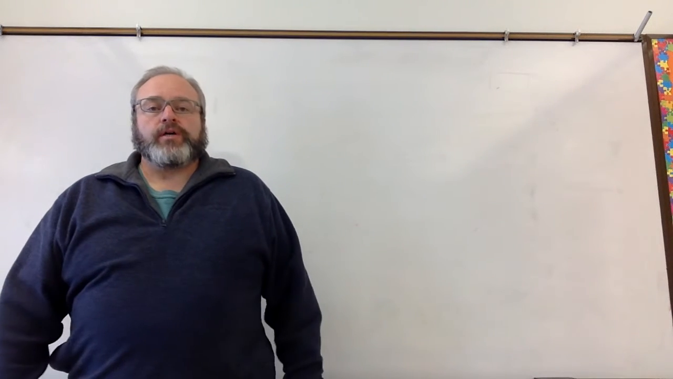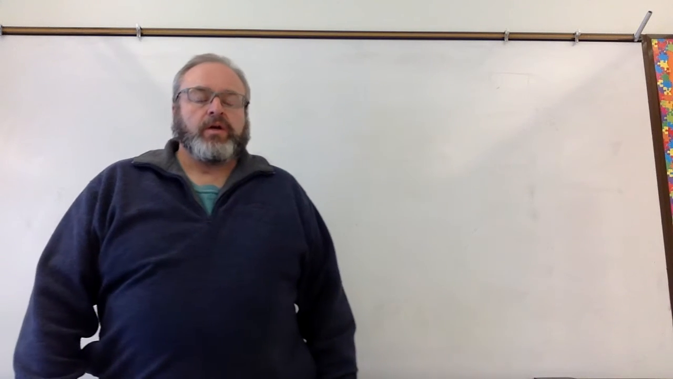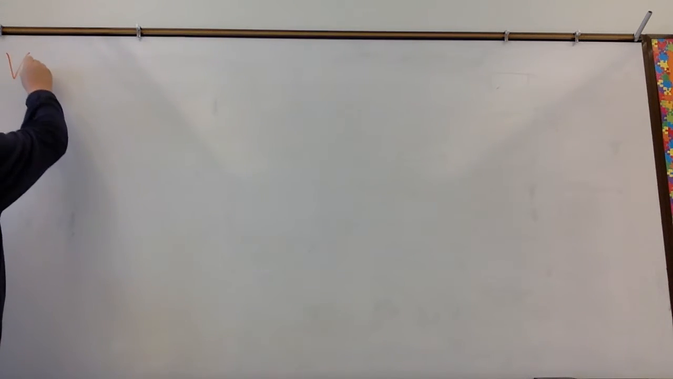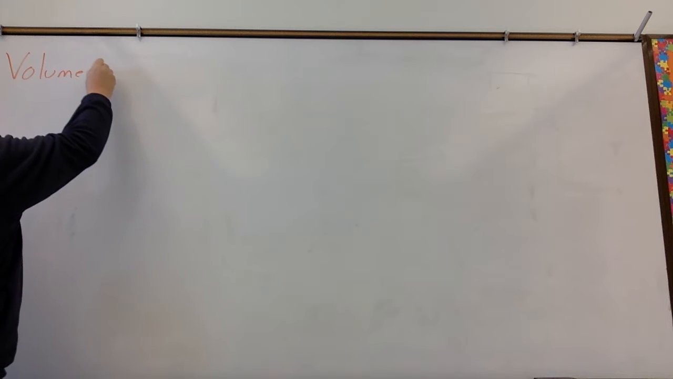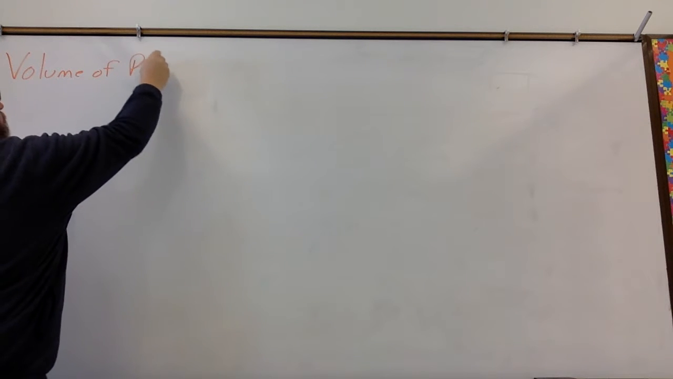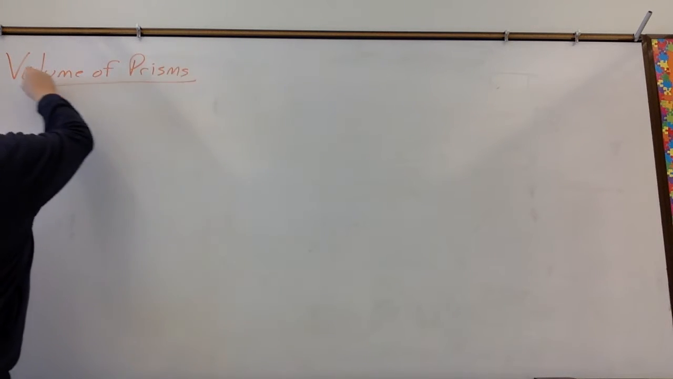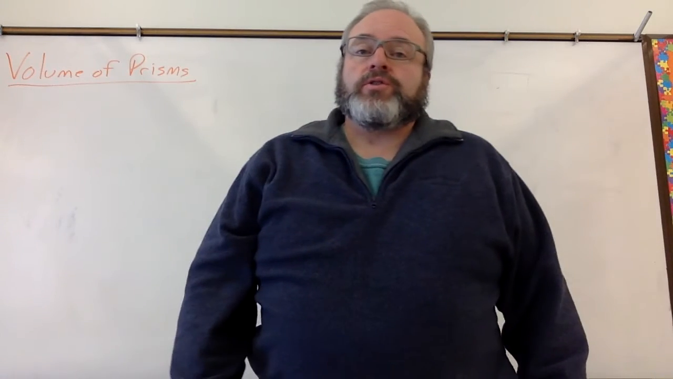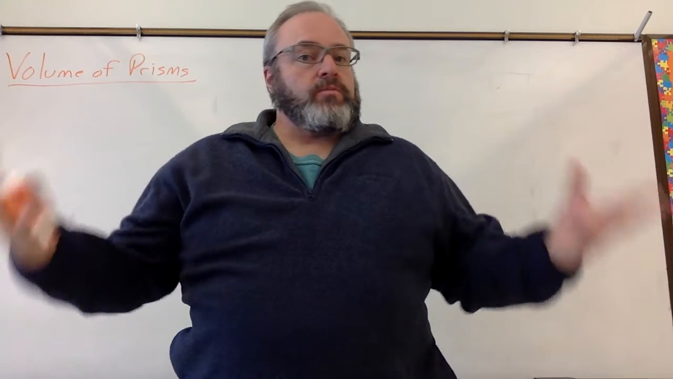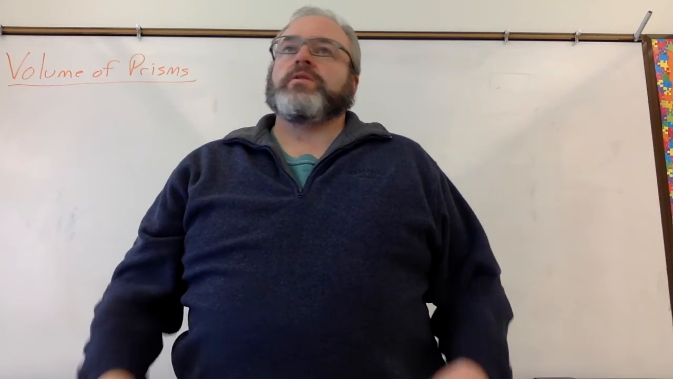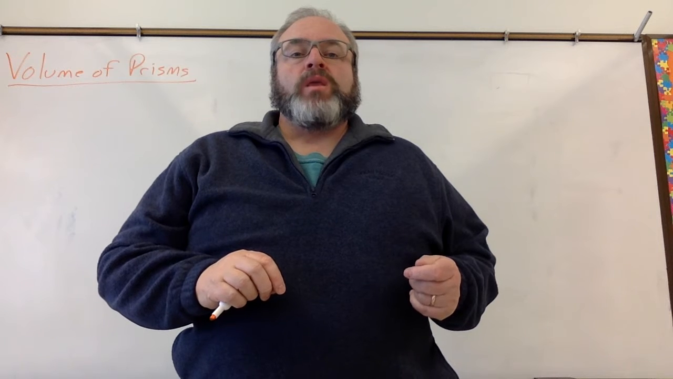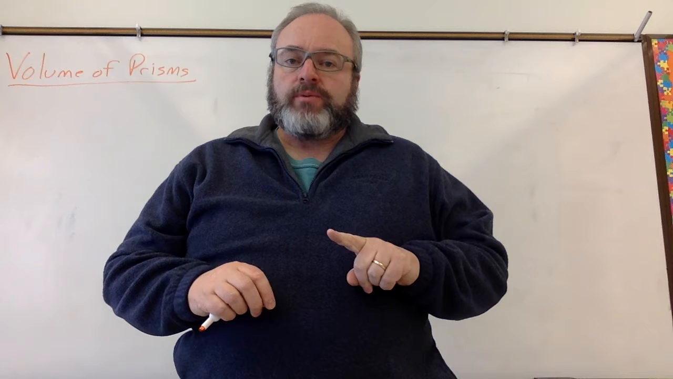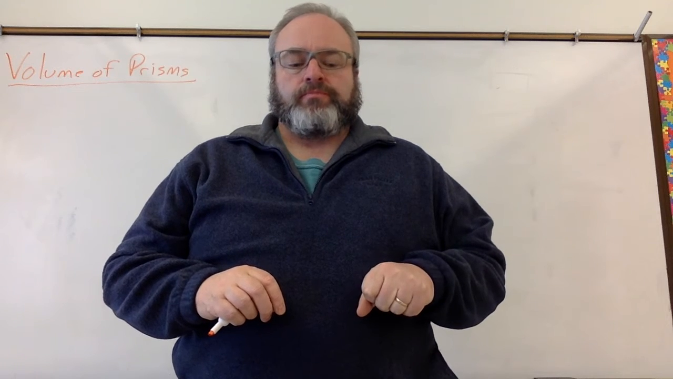Okay, we are going to find the volume of prisms. The volume is how much space something takes up, a three-dimensional object, how much space it takes up. And the two types of prisms we're going to concentrate on today are the rectangular prism and the triangular prism.